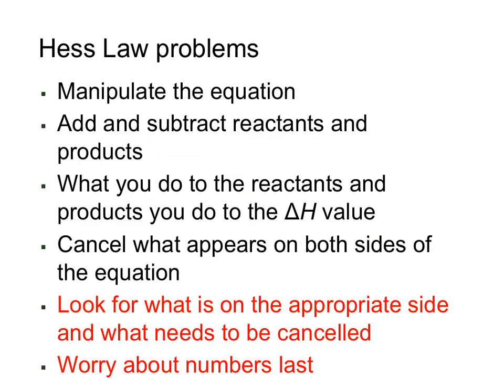And so the general pathway to completing Hess's law problems is to manipulate the equations in whatever way you need to in order to get products and reactants where you want them to be, add and subtract reactants and products. Remember that what you do to the reactants and products will affect our delta H value, cancel out what appears on both sides of the equation, and then look to be sure that you have the products and reactants where you need them for your target equation, and then worry about adding up all your numbers last. I know that seems a bit confusing to look at it here, so let's look through a couple examples.